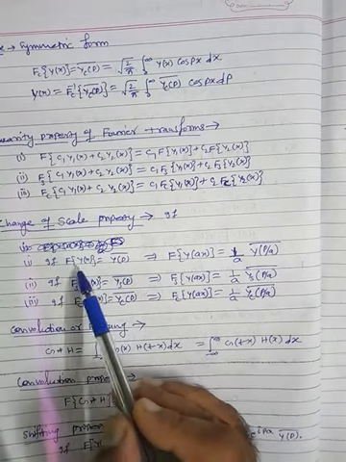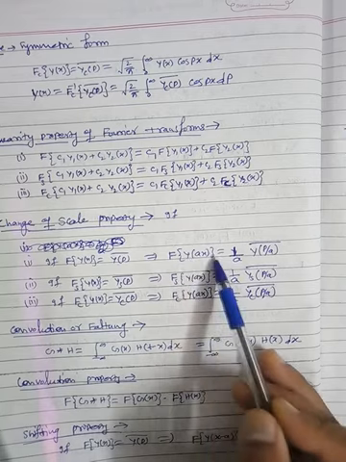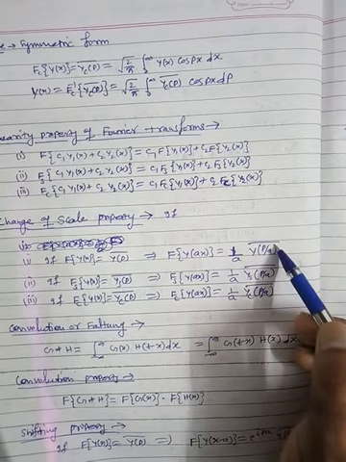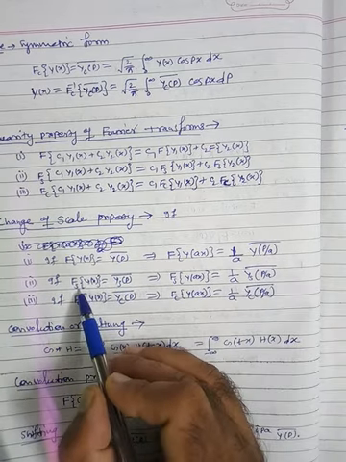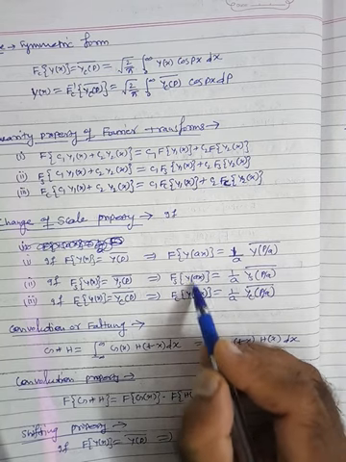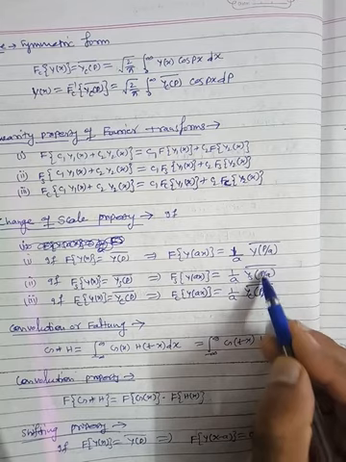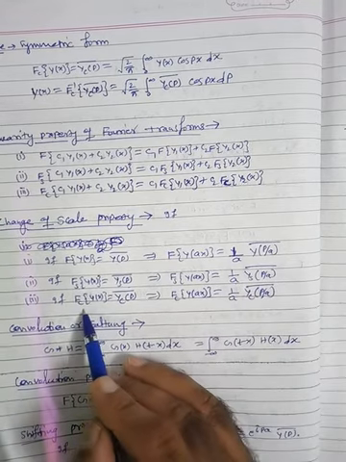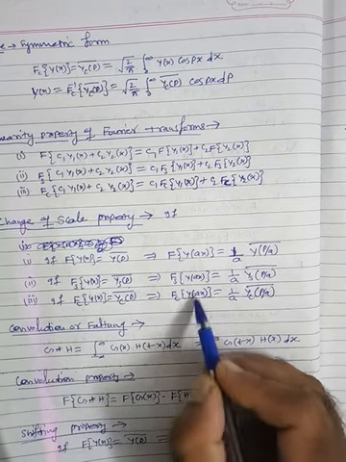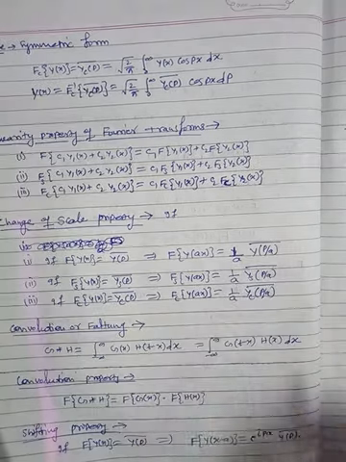Now the change of scale property. If the Fourier transform of y(x) is y_p bar, then the Fourier transform of y(ax) equals 1 by a times y_(p/a) bar. If the Fourier sine transform of y(x) is y_sp bar, then Fs of y(ax), the Fourier sine transform of y(ax), is 1 by a times y_s(p/a) bar. If the Fourier cosine transform of y(x) is y_cp bar, then the Fourier cosine transform of y(ax) will be 1 by a times y_c(p/a) bar. Okay.